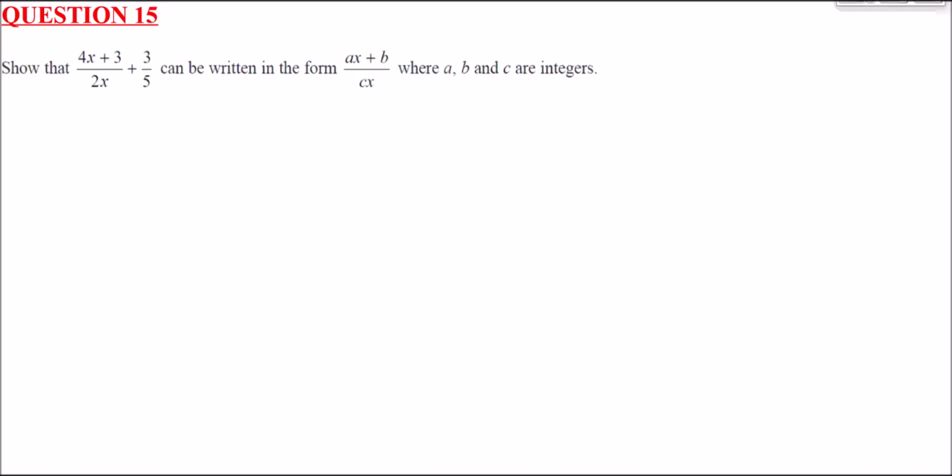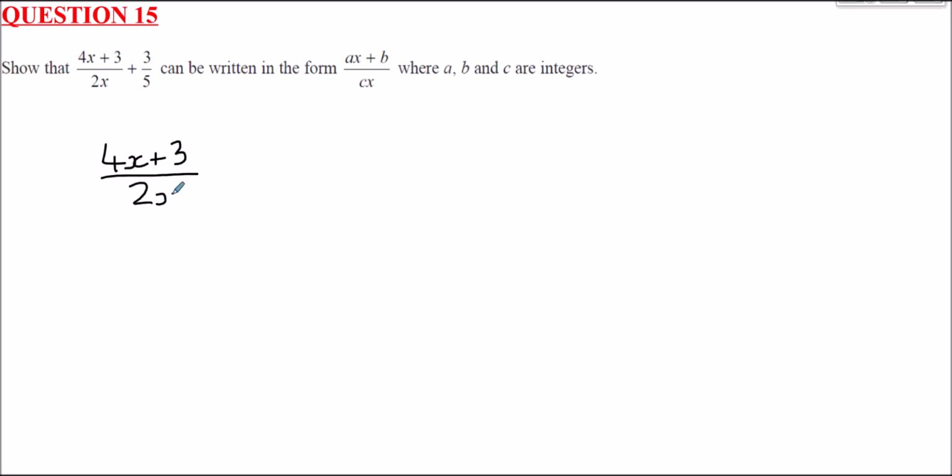For question 15, we have to show that 4x plus 3 over 2x plus 3/5 can be written in the form ax plus b over cx, where a, b and c are integers. An integer just means it's a whole number which is allowed to be negative. So these are algebraic fractions. Best way I can explain it is to just think of these as adding together two normal fractions. If you think of these as just two normal fractions, what would we do if we were adding, say, a half plus a quarter?